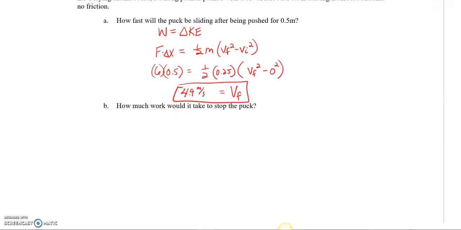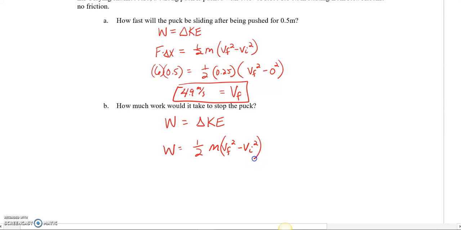Part B, how much work would it take to stop the puck? So again, the work that's going to be done to stop the puck is going to equal the change in kinetic energy of the puck again, except now we're trying to stop the puck, so you can expect it to be a negative amount of work. So work equals 1/2 m parentheses v final squared minus v initial squared. 1/2, 0.25, 0 squared minus 4.9 squared.